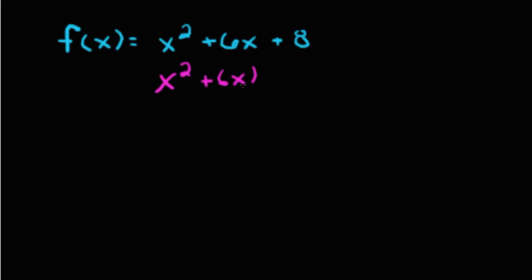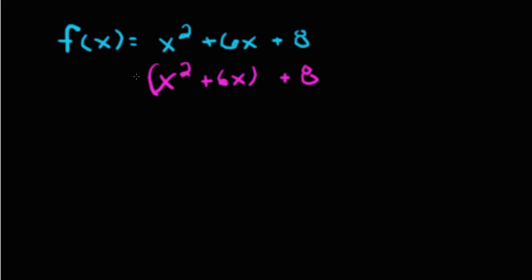f of x equals x squared plus 6x plus 8. And we'll be asked, we're going to convert this from standard form to vertex form. All right, so the first thing we do is we'll group these x terms together. x squared plus 6x, plus 8. All we're doing is grouping them together.